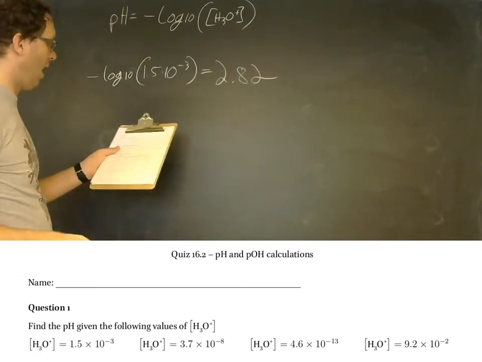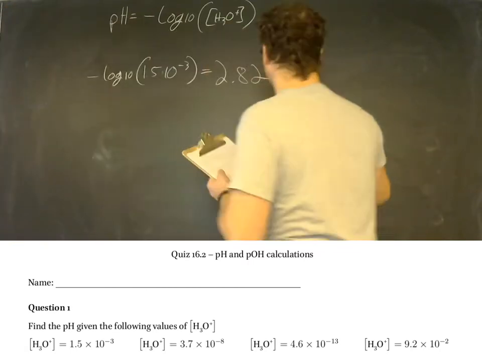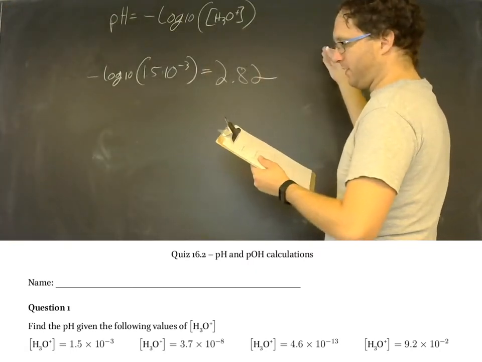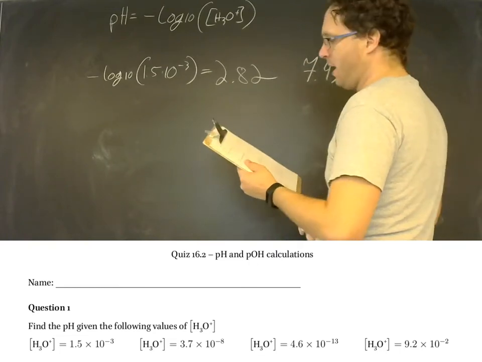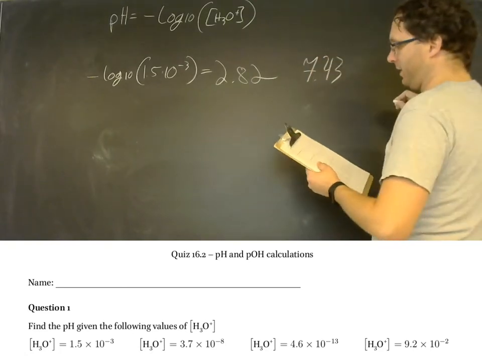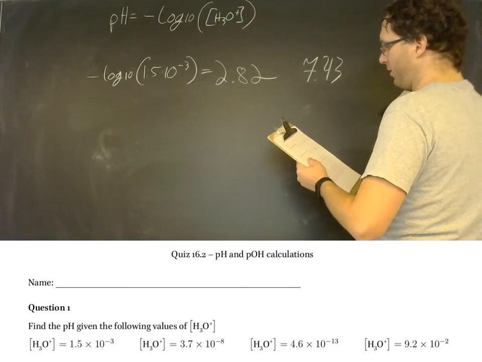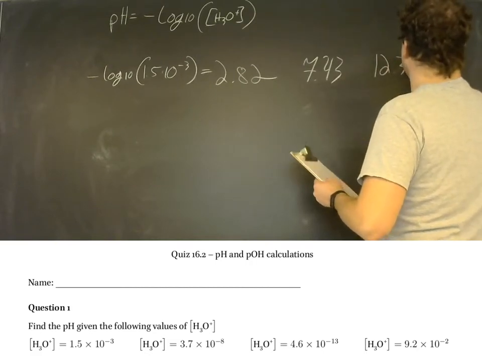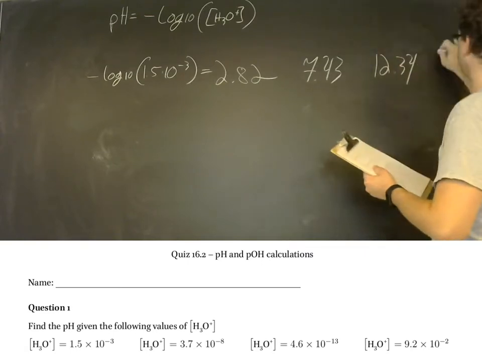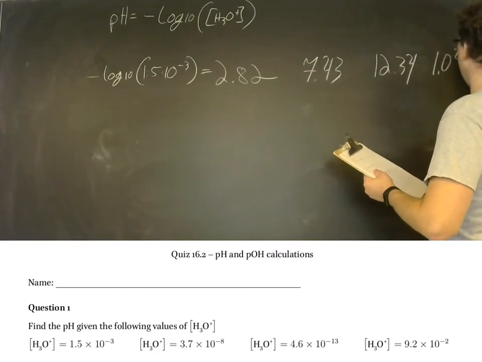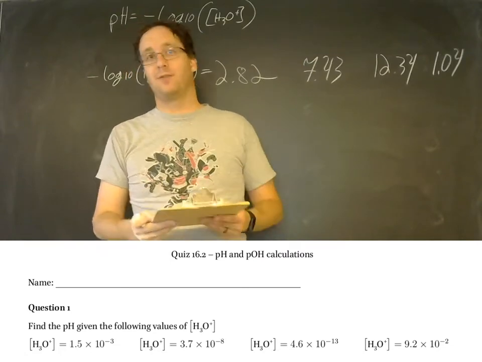And I don't know that it's necessary for me to reproduce this equation. I'll just give you the answers to the next three. For 3.7 times 10 to the negative 8th, it's 7.43. For 4.6 times 10 to the negative 13th, it's 12.34. And then the last one, 9.2 times 10 to the negative 2, that's fairly acidic, a pH of 1.04. And I will remind you that all of these numbers have two significant figures.